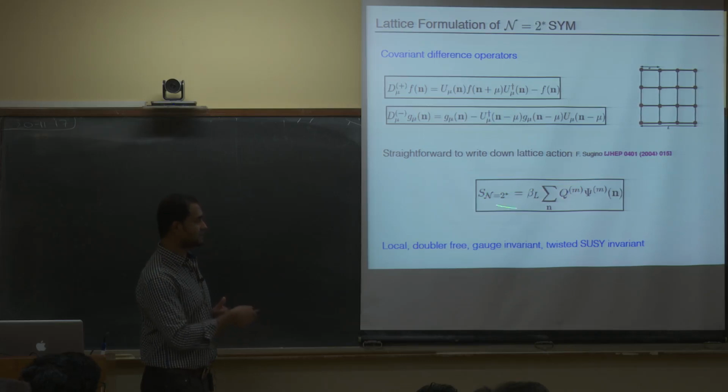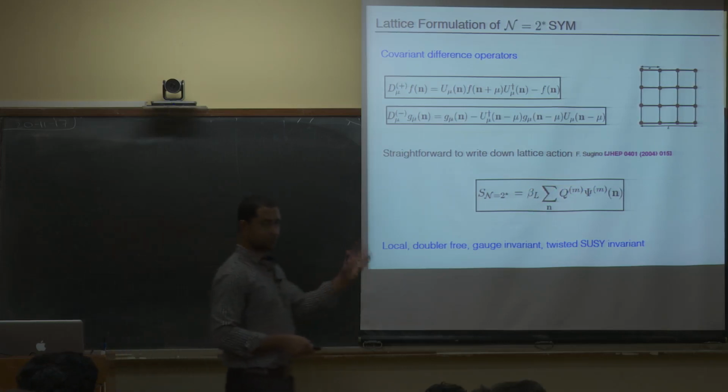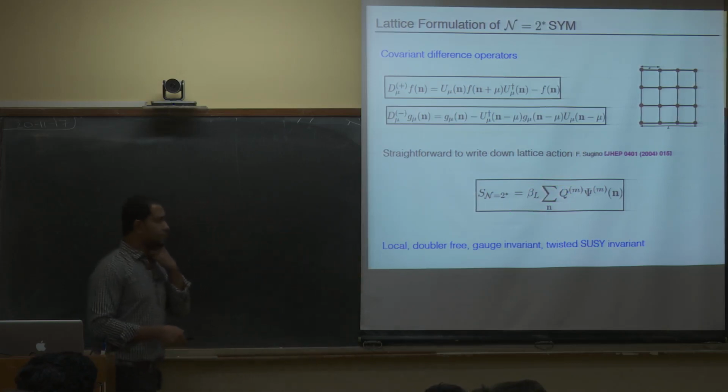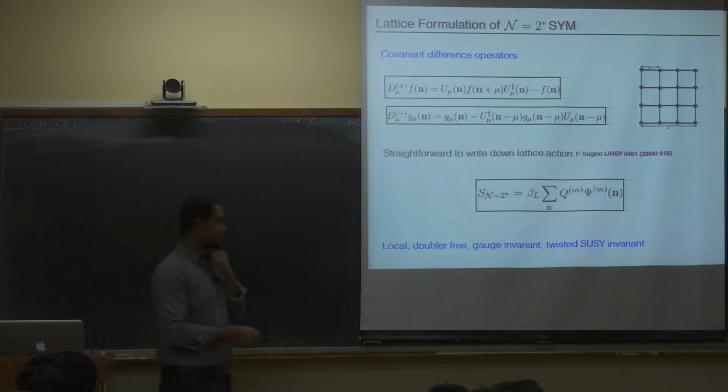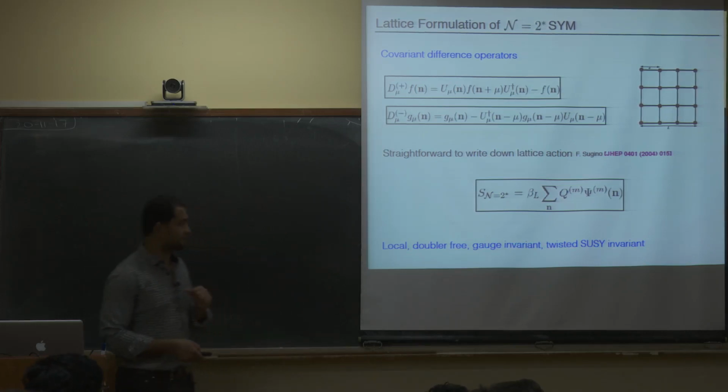Basically, this is the form of the lattice action. It is Q acting on a gauge fermion at a lattice site, which gives us this N equal to 2 star lattice action. Here beta is the lattice coupling, related to 1 over g squared and some other terms on the lattice. So the lattice action is local, doubler free, gauge invariant, and twisted Susy invariant. These are all nice properties that a lattice construction can have.